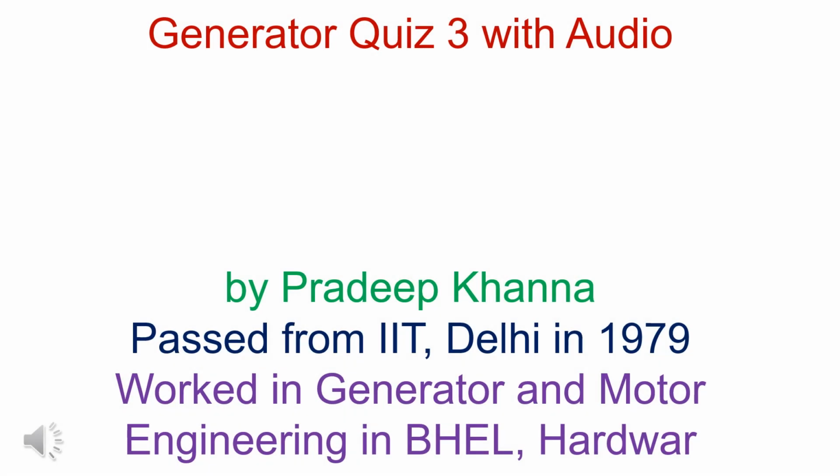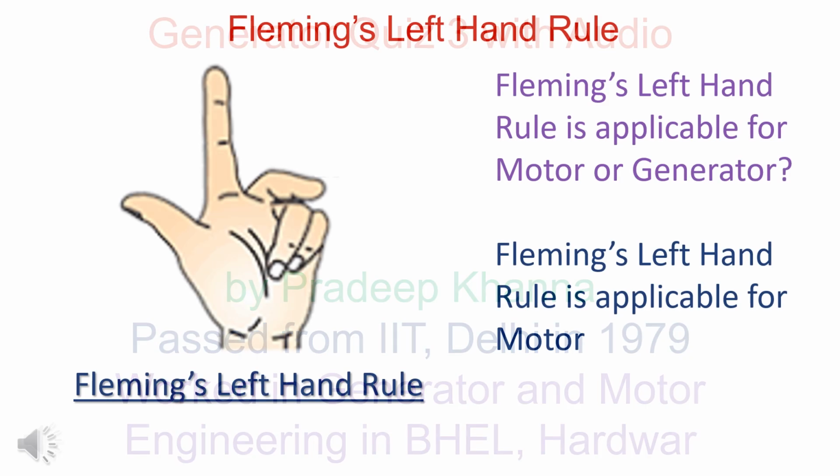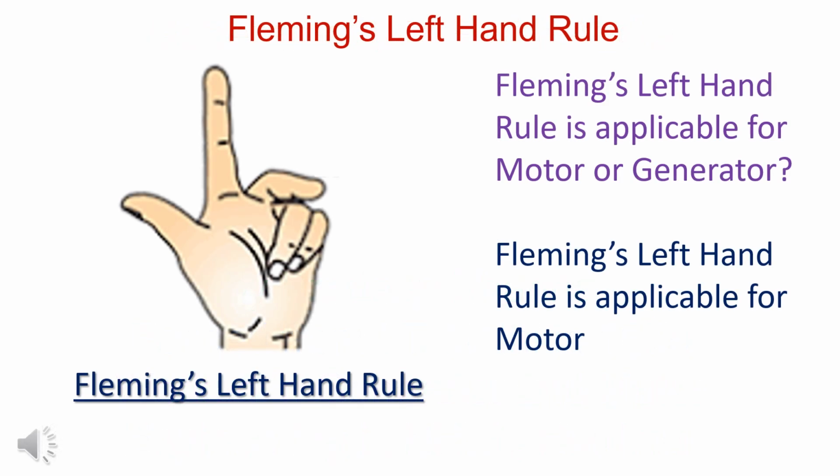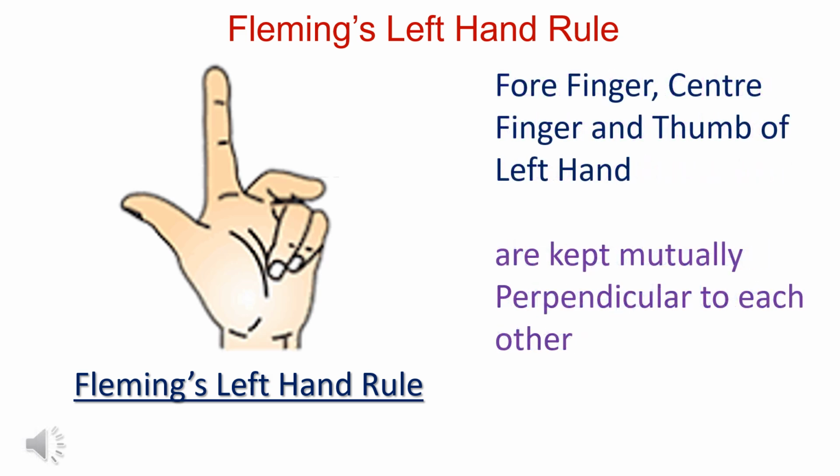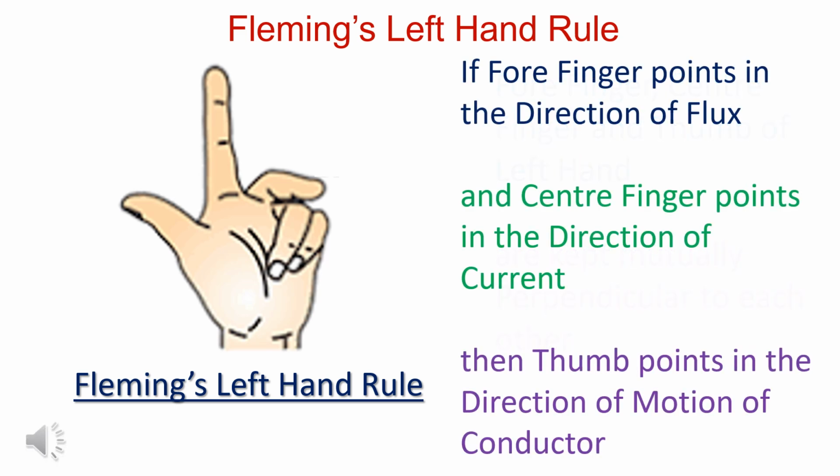The fundamentals of electrical generators are covered in the quiz. Fleming's left-hand rule is applicable for motor or generator? It is applicable for motor. Forefinger, center finger and thumb of the left hand are kept mutually perpendicular to each other. If the forefinger points in the direction of flux, center finger in the direction of current, then the thumb points in the direction of motion.